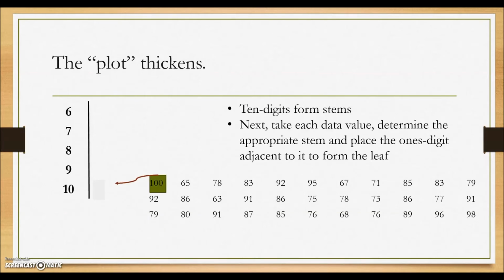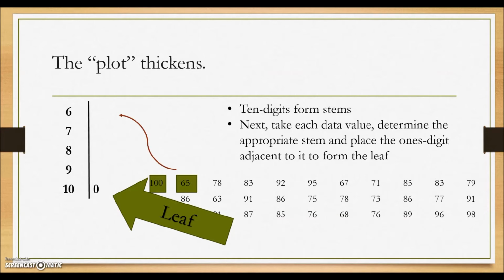Next, we will take each of the data values, determine the appropriate stem, and place the ones digit adjacent to it to form the leaf. So our first number is 100. Adjacent to the 10, for the 10 tens, we will place the ones digit, the 0. This is the formation of the beginning of our leaf.